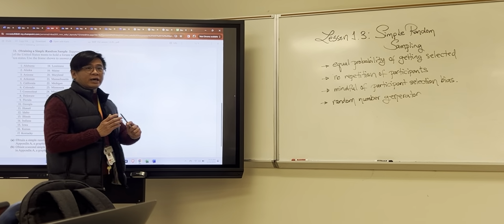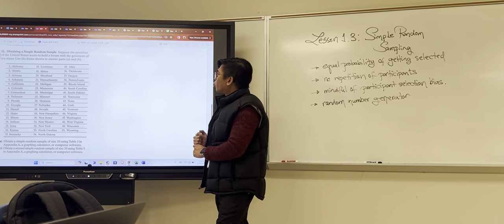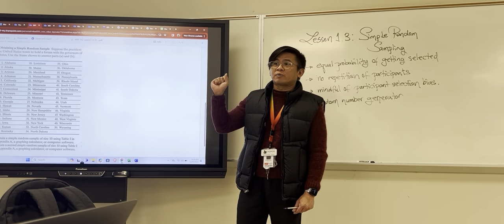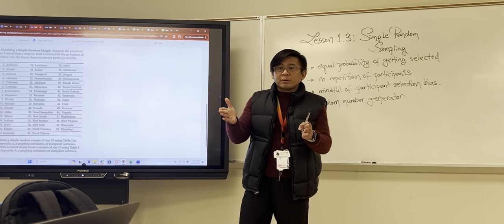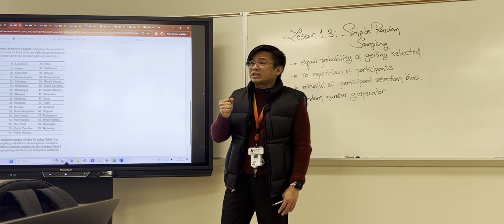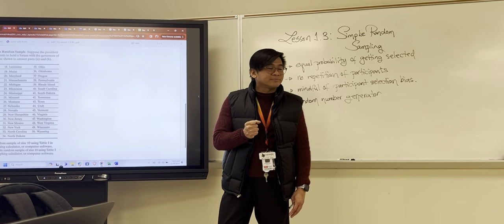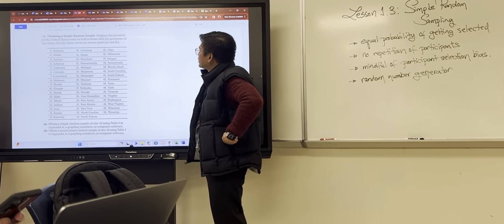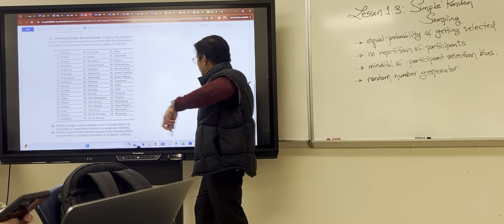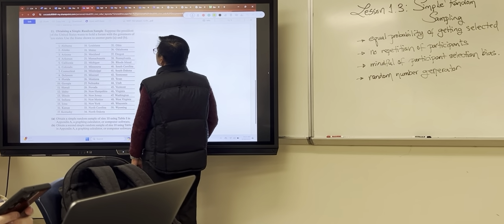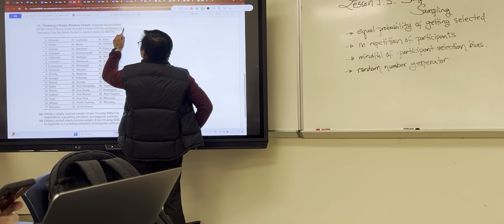Okay, let's read this again and see how we can work on the same problem that we did last time using a table of random numbers. This time we're going to use technology for such, okay? So let's read this first. Obi, go ahead. Suppose the president of the United States wants to hold a forum with the governors of 10 states. Use the frame shown to answer parts A and B.